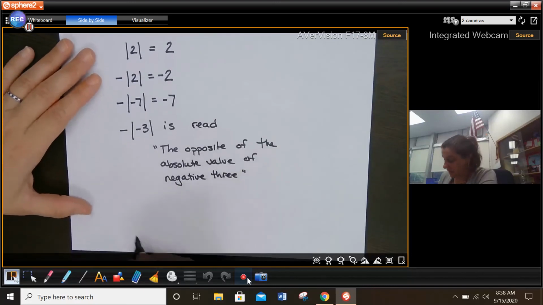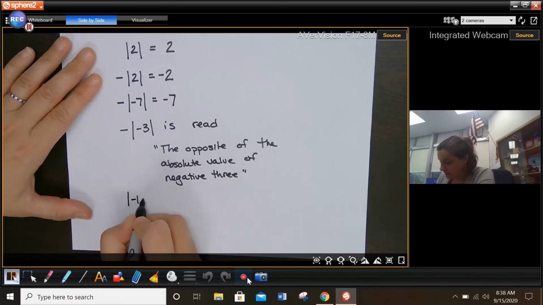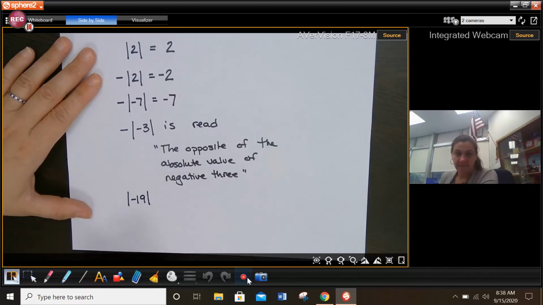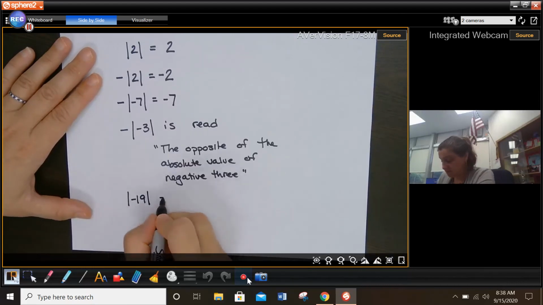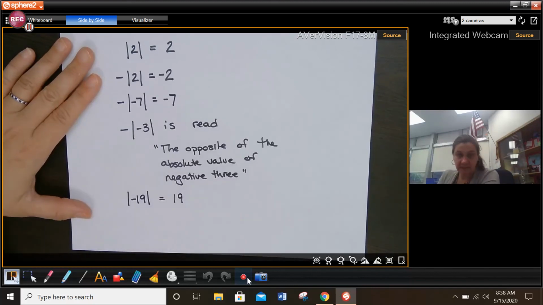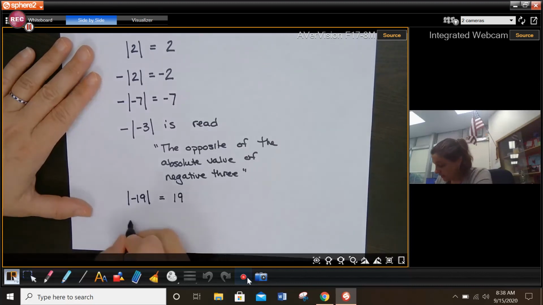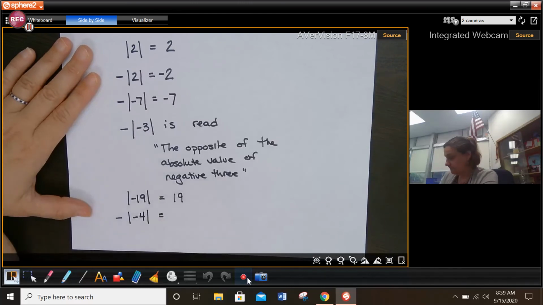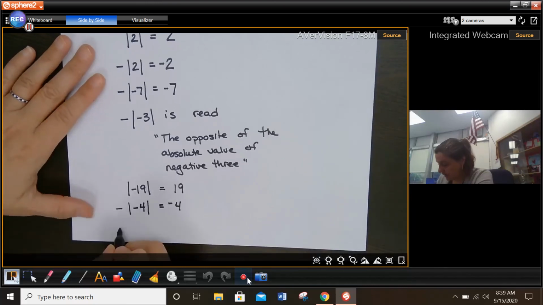All right, let's give it a little shot here. I'm going to give you a few to try. What if I just gave you this? That's the absolute value of -19. I know -19 is 19 steps away from 0, so there you go. What if I gave you this one? The absolute value of -4 is 4, but now I want the opposite of 4, and I know the opposite of 4 is -4.